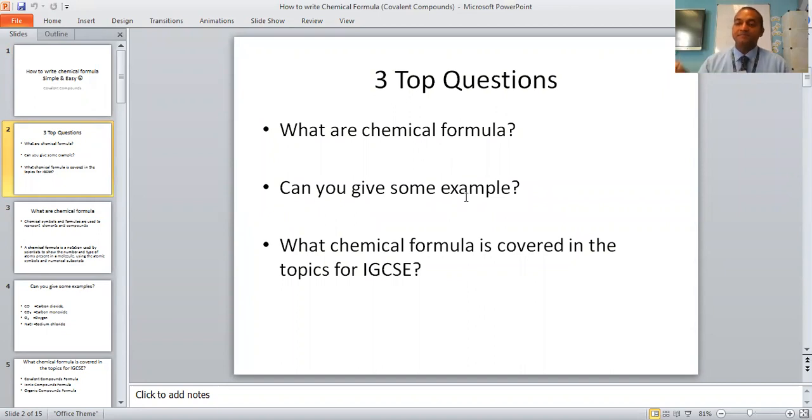Take a paper and a pencil and try to write down your answer. And let us see whether the answer that you have are the same with the answer that we have for today's lesson.